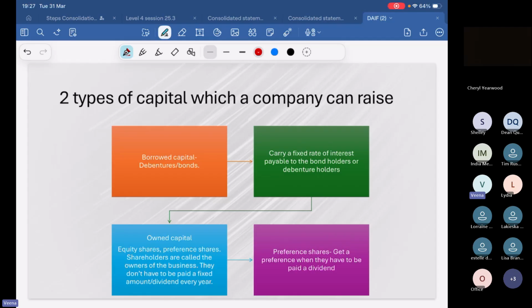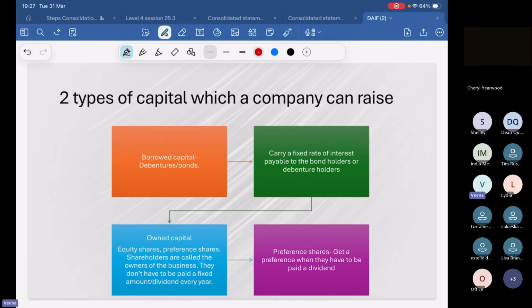Some students are aware of this, but some students are not aware of this. So I thought maybe I'll just give you a brief about what company finance is, because there is a topic on company finance, though it is not asked directly in your exam, but it is good to know.